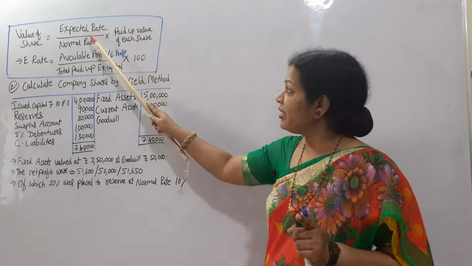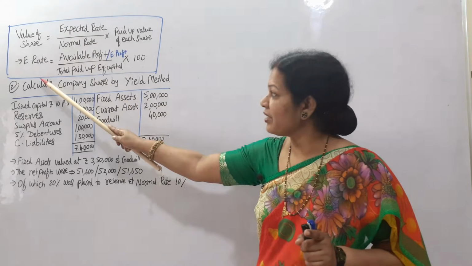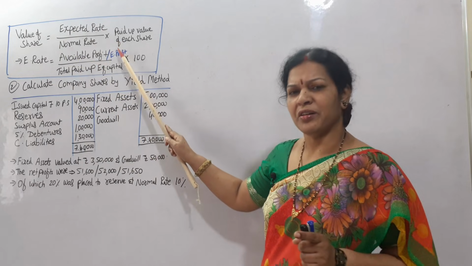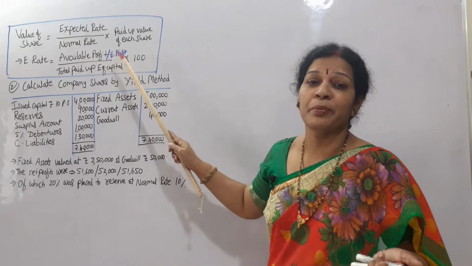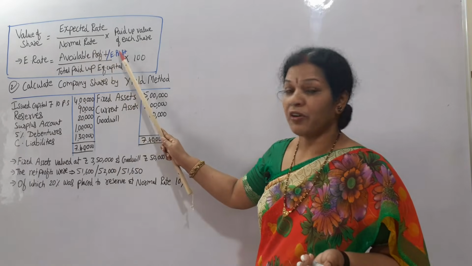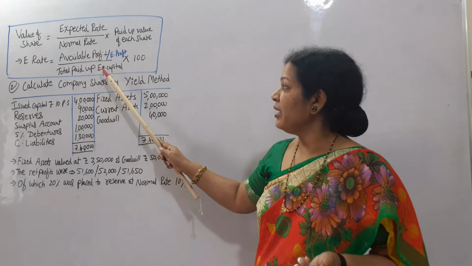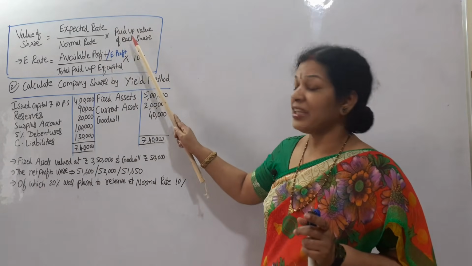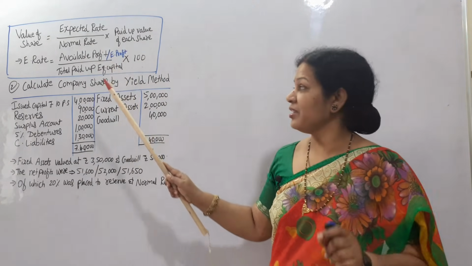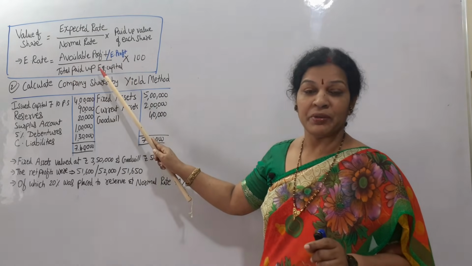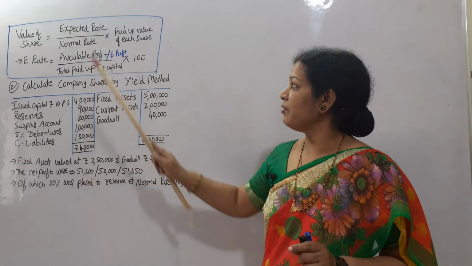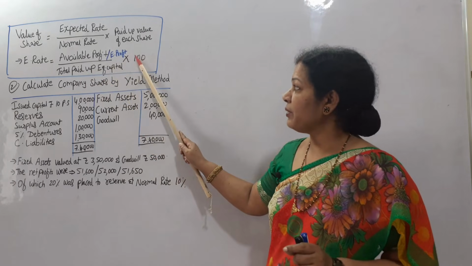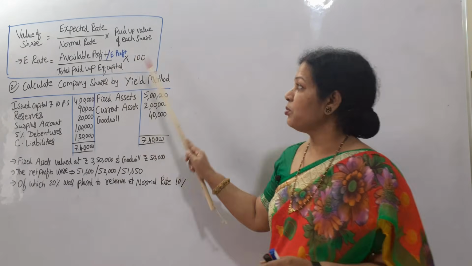Now here, how do you get the expected rate? For that there is a formula. Expected rate is equal to available profit, or you can say expected profit, by total paid up equity capital into 100. Here we have taken equity capital per share. This formula you have to remember.